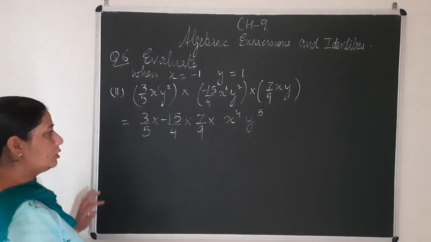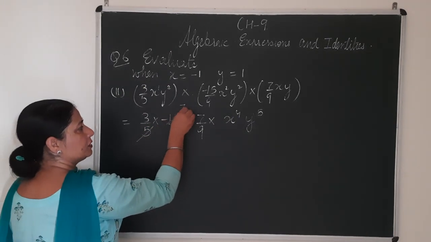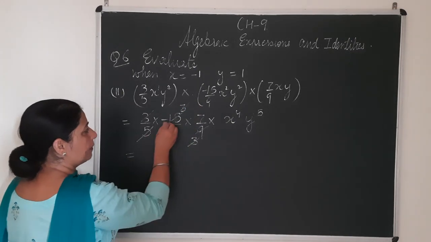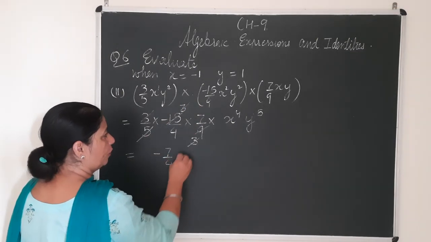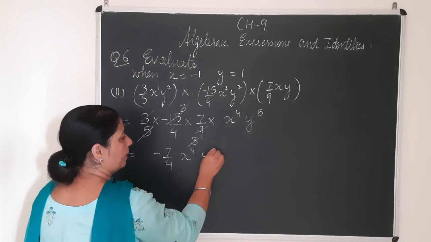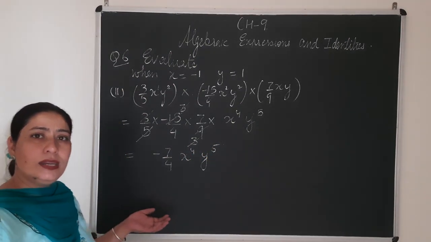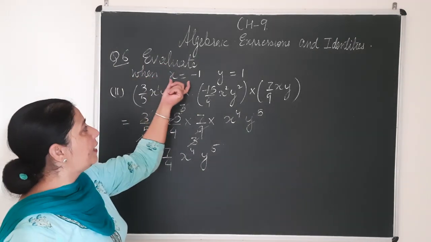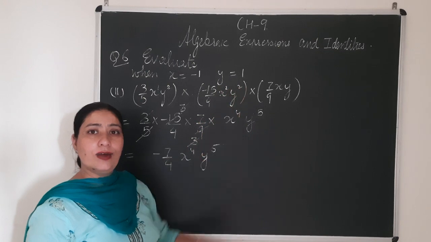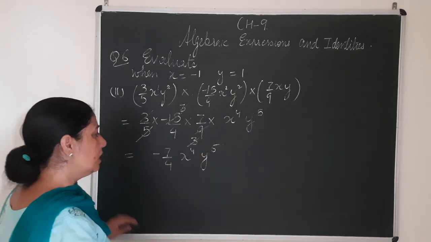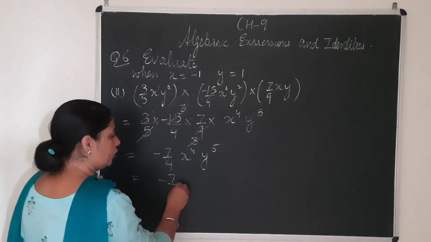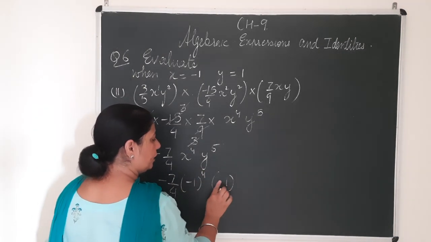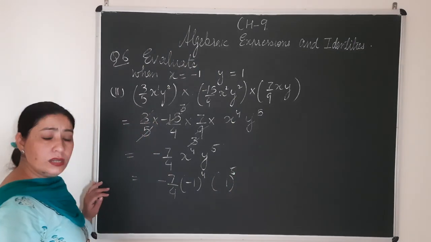Now let's do the calculation of this. 5 1s are 5, 5 3s are 15, 3 1s are 3, 3 3s are 9 and 3 cancels, and I am left with minus 7 by 4, x power 4, y power 5. But children, we don't have to leave our answer here. Actually, we have to evaluate it when it is given that the value of x is minus 1 and the value of y is 1. So what you will do, children? Now in place of x, you will put its value minus 1, and in place of y, you will put its value 1. Okay, beta?